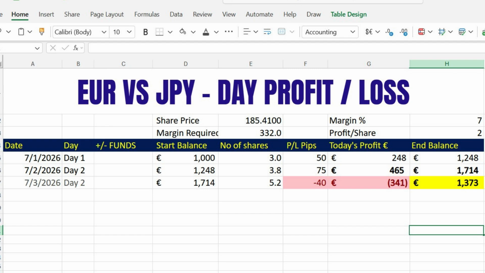This is why every strategy must be tested over many trading days. One winning day does not prove that a strategy is perfect, and one losing day does not prove that it has failed. The real performance can only be understood after collecting a meaningful amount of data.